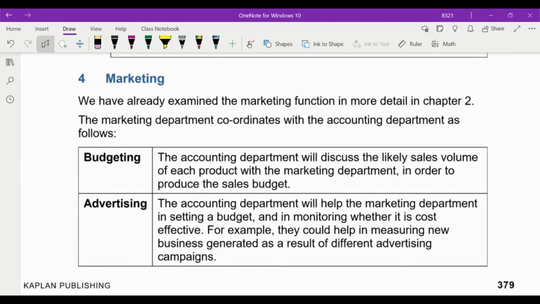That includes pricing, that includes deciding the features which will be there in the product. That includes promotion, advertisement, right? All such things form part of marketing. You can also say that there are 4 P's of marketing. I've already explained it in a different chapter. In chapter number 2, you have examined what the marketing function is. All right. So the marketing department coordinates with the accounting department. How?